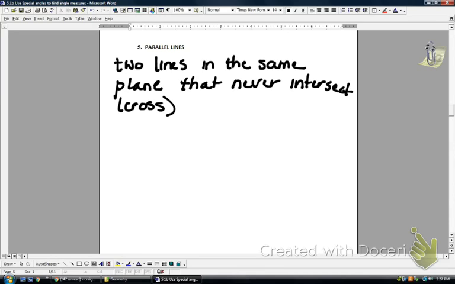Parallel lines, and you're probably familiar with this. Parallel lines are two lines in the same plane that never intersect, and intersect means cross. So there are two lines that never cross. And an example of parallel lines will look like that. They can be on a diagonal, or they can be straight up and down or horizontal. All right, so they're just two lines that will never ever cross, no matter how far they go out.